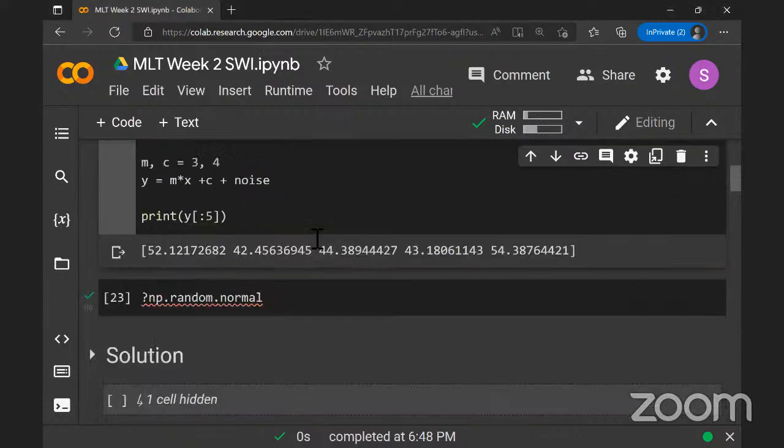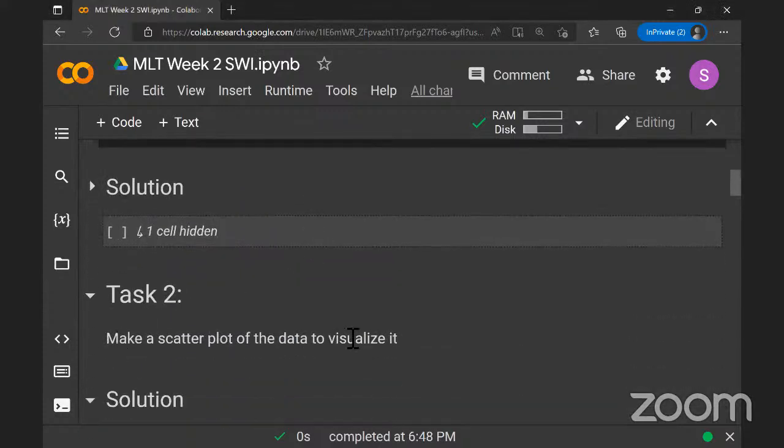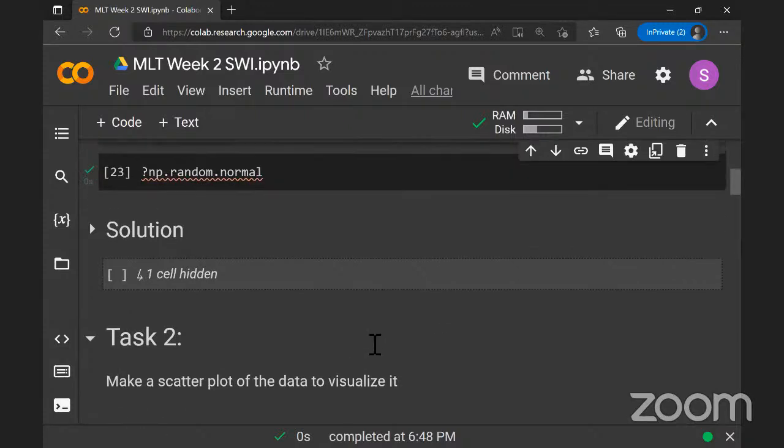All right. Going to the next question. Task 2. Make a scatter plot of the data. So take 2 minutes, and I think this is a bit easier than the first question. Take 2 to 3 minutes and write your answers in the chat box.